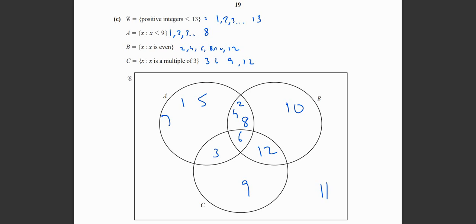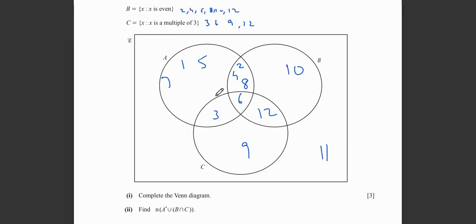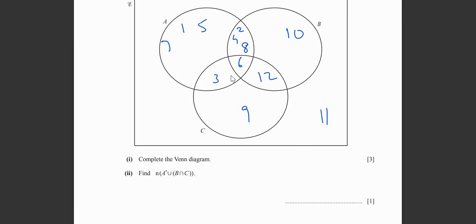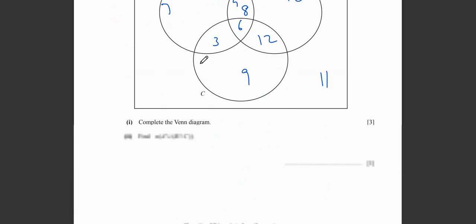Next question. Moving on to the next question, find n of A complement union, B intersection C. Okay, so let's first find A complement. A complement basically includes all the numbers that are outside of A. So A complement is 9, 10, 11, 12. Because A is all the way up till 8. Alright, okay.